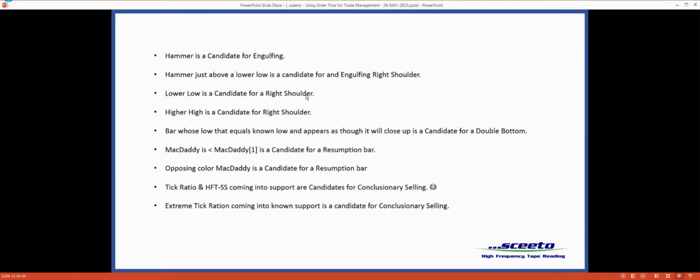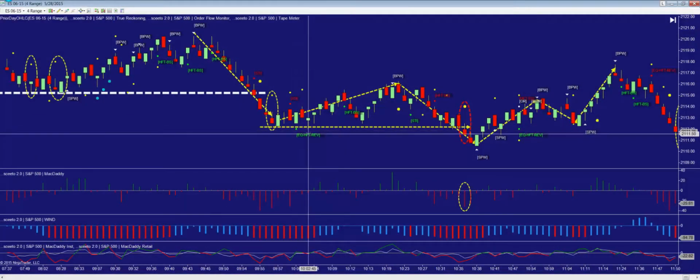And this is one of the nuances we talked about earlier. When do you look for a right shoulder? The moment you have a lower low, you're looking for a right shoulder. So, candidate for a right shoulder.